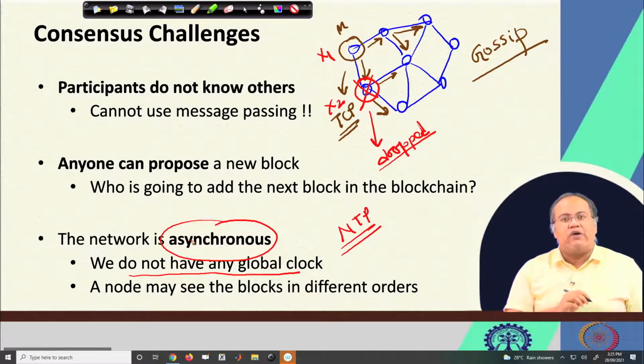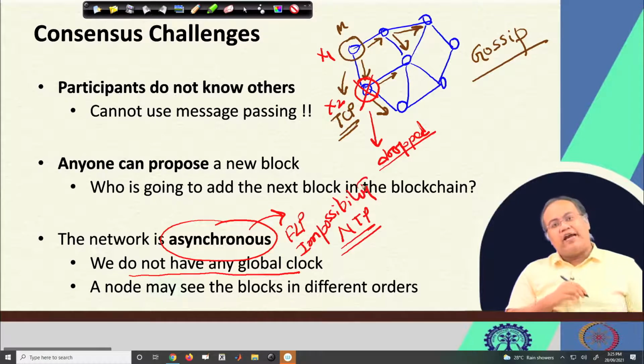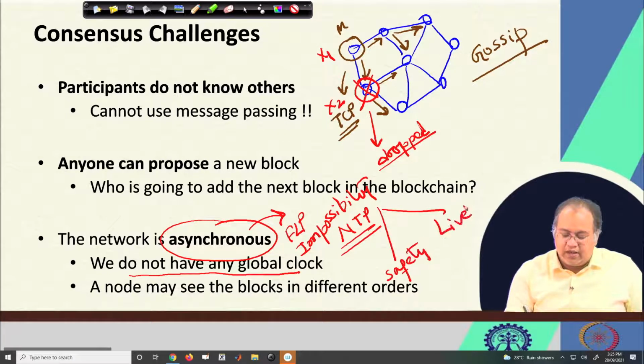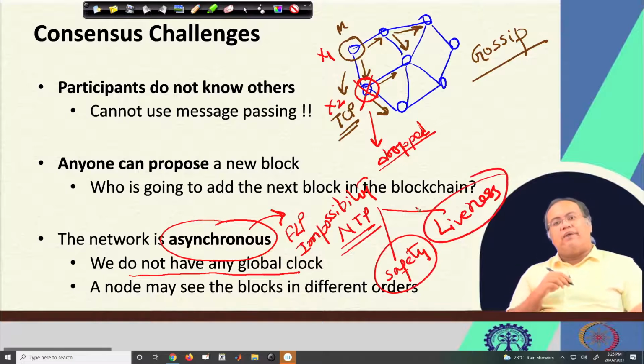The moment I consider that my network is an asynchronous network and it is a distributed network, I have this FLP impossibility in mind. The FLP impossibility basically tells me that you cannot achieve a perfect consensus by supporting safety and liveness together. So either I have to give priority to safety or I have to give priority to liveness, but I cannot give priority to both safety and liveness together.